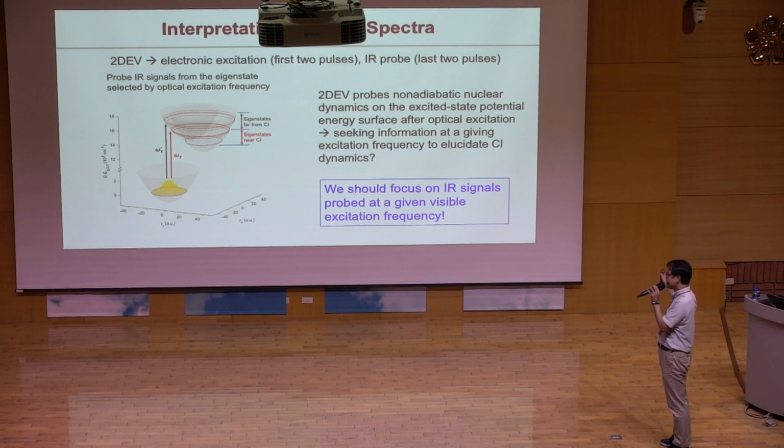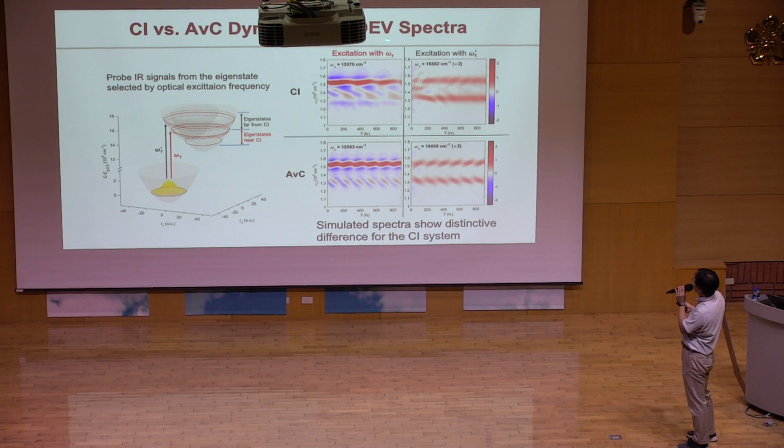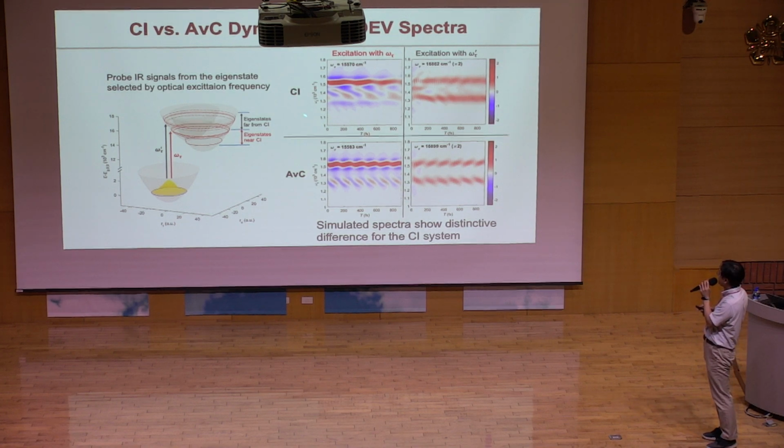Signal as a function of waiting time. We can pump here, into an eigenstate near the conical intersection, or we can pump here, into an eigenstate far from the conical intersection. By looking at a specific input excitation frequency and plotting the signal as a function of delay time, we can see this kind of dynamical map. This dynamical map tells us that the vibrational wave packet dynamics for the conical intersection system and the avoided crossing system are very, very different.